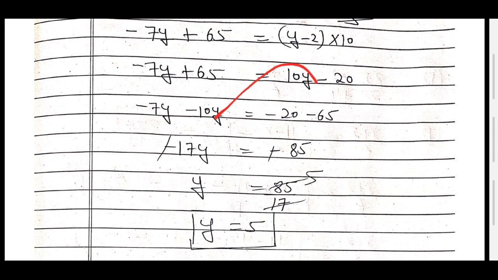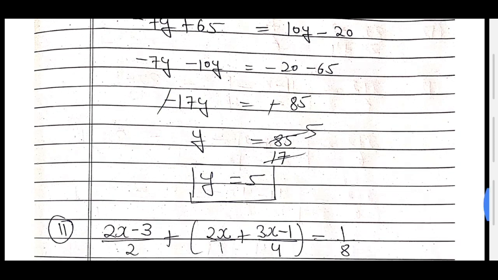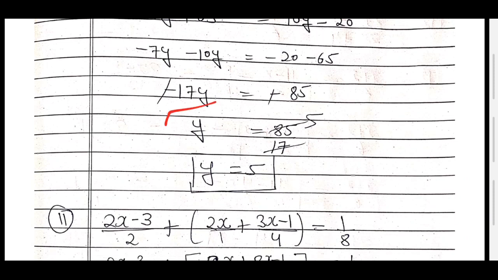This 10y comes to this side as minus, this goes to this side as negative. When you solve, it becomes minus minus plus, that is minus 17y, here minus minus plus 85, cut the minus by minus sign, then you get y is 17, 17y is equal to 85, then y is equal to 85, 17 comes to this side in divide, and you get 5.